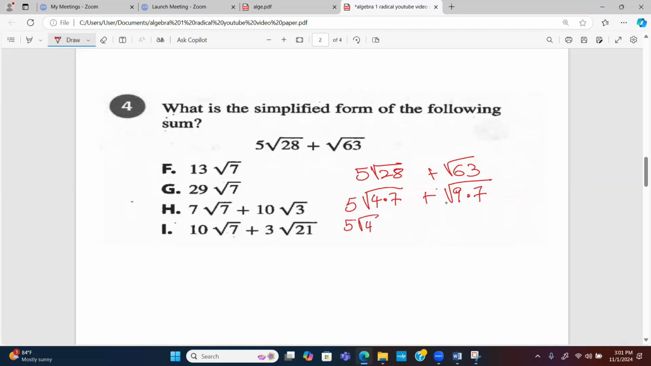So this is the square root of 4 times the square root of 7 plus square root of 9 times the square root of 7. Let us look at our square numbers. The square root of 4 in the front here is 2. And 2 times 5, that's 10. So I have 10 square root 7. The square root of 9 at the back is 3. And then we have the root of 7. Because we have 10 square root 7 plus 3 square root 7, finally, this becomes 13 square root 7. And my answer is F.